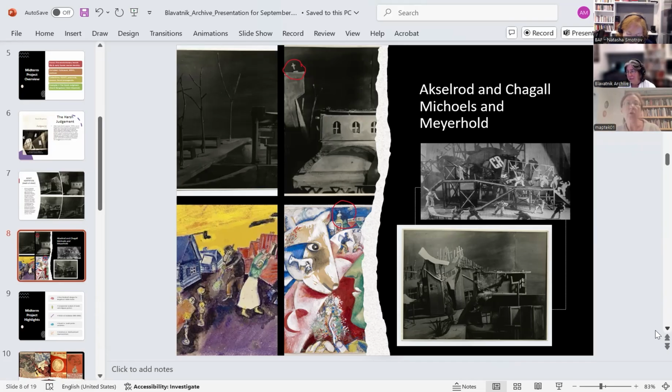Some of them decided to look at the designs, and they compared designs by Meyerhold with designs by Axelrod that they found in the archive. For example, if you see here, this is not from the archive. This is an image that one of the students found online from Meyerhold productions. And this is how Axelrod depicted the shtetl. And if you can see, it's actually very similar. So that's what they mostly discussed.